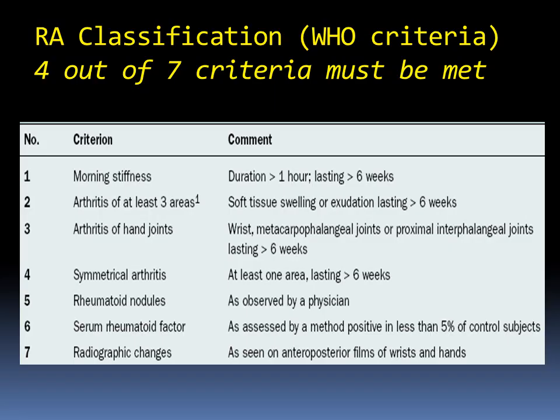Classifying rheumatoid arthritis, if the individual meets 4 out of 7 of the criteria given below, then they would be classified as having rheumatoid arthritis according to the World Health Organization. So we can see morning stiffness, arthritis of at least 3 areas, in the joints of the hand, is it symmetrical, are there rheumatoid nodules observed, is there rheumatoid factor in the blood test, and through radiographic changes around the wrist and the hands.